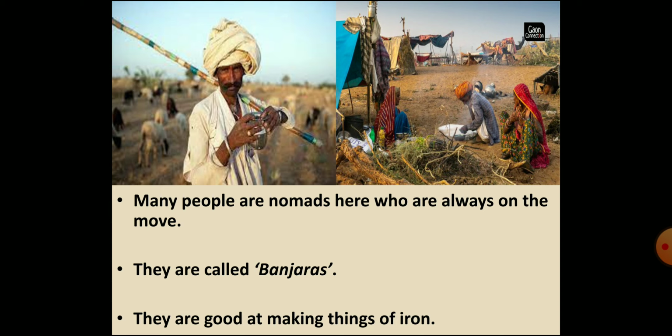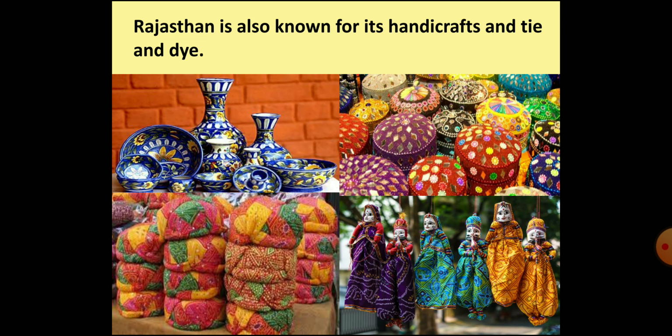Some nomads are salt traders, fortune tellers, jugglers, acrobats, snake charmers, grindstone makers, and basket makers also. Children, the handicraft work and the tie and dye of Rajasthan is very popular not only in India but also abroad, and is a great source of earning as well. This is one of the many important aspects of the Thar Desert.